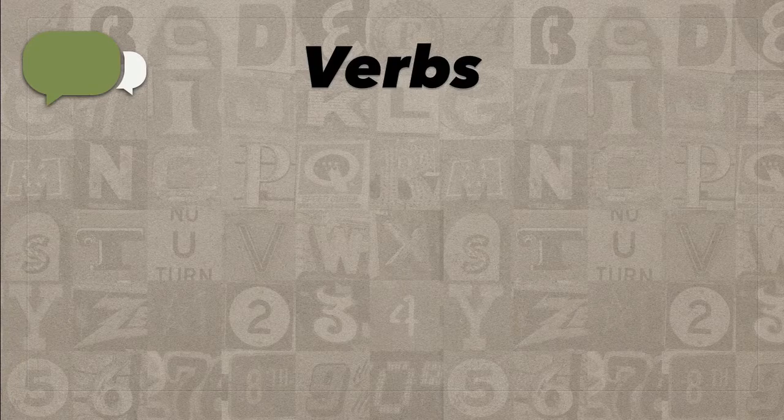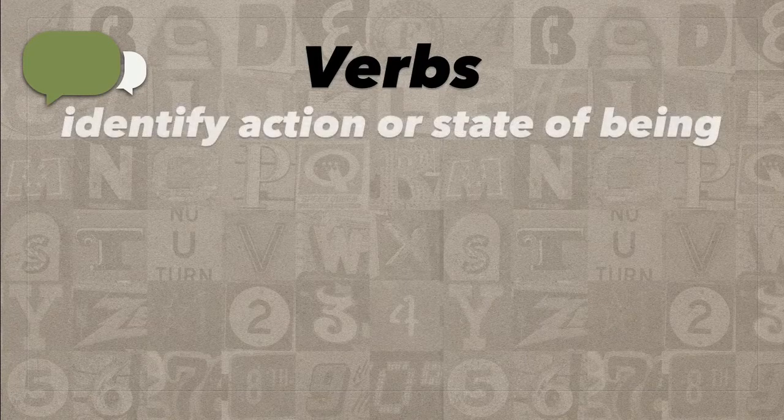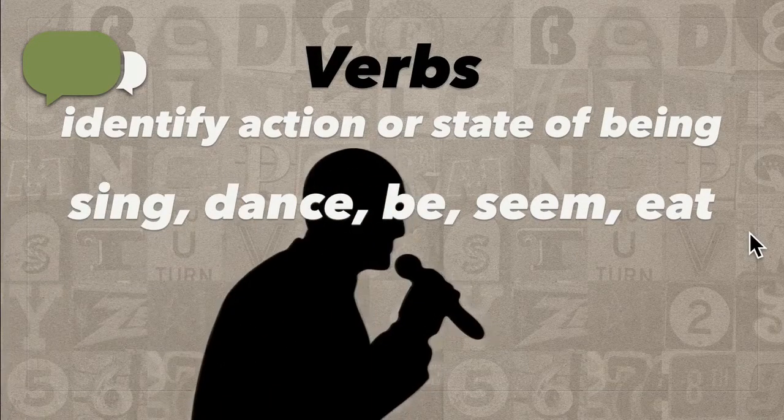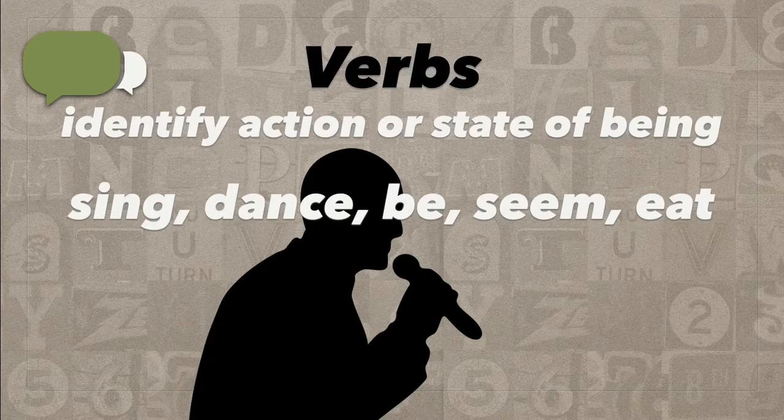Next, we have verbs. Verbs identify action or state of being. What does that mean? Well, some examples are sing, dance, be, seem, eat. For example, this man is singing. That is his action.